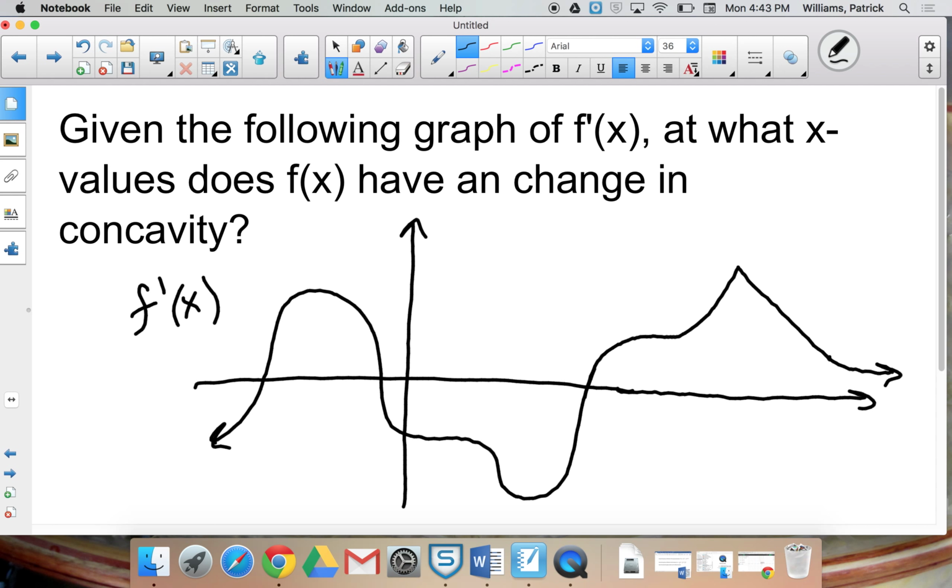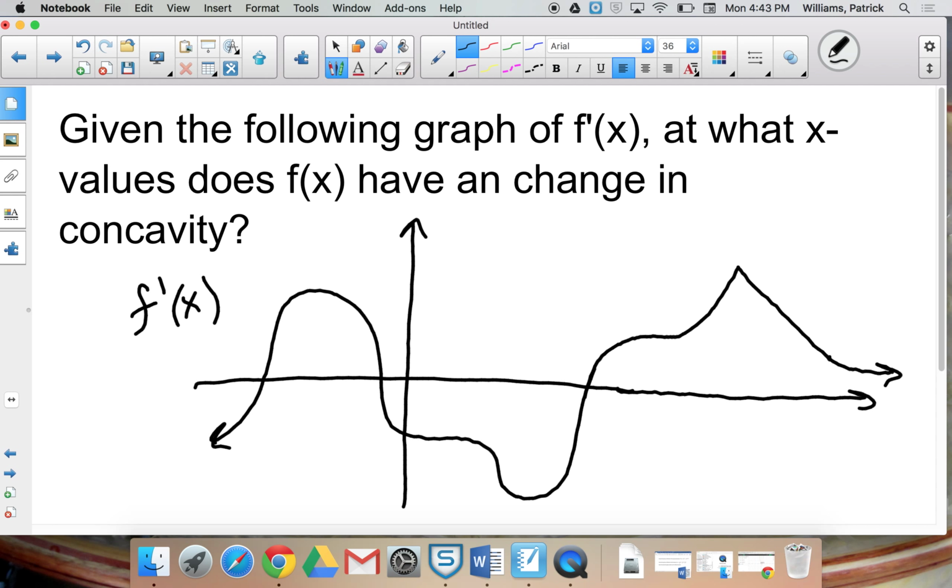If that was the graph of a first derivative, pause the video, see if you can just trace with your finger and identify those points where we would have a point of inflection in our function f of x. All right, so if you gave it a shot, remember what we're looking for is the second derivative to be 0 or undefined, and for there to be a sign change.